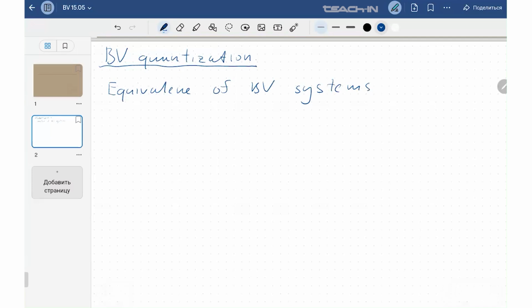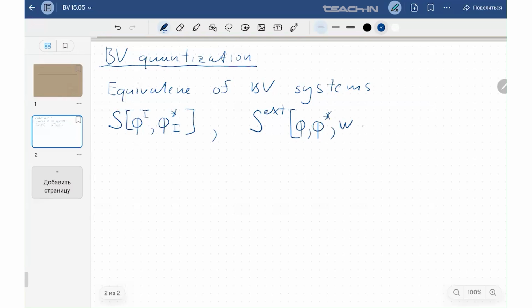Okay, so what is the idea? The idea is that if we have a BV action, depending, say, on fields phi I, phi star I, which are fields canonically conjugated in the anti-bracket, then we can consider a new one, let's say extended, which now depends on phi star and new variables w.